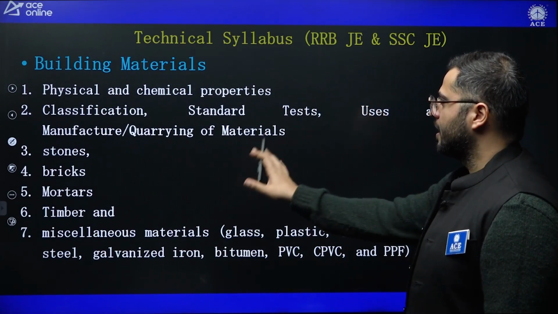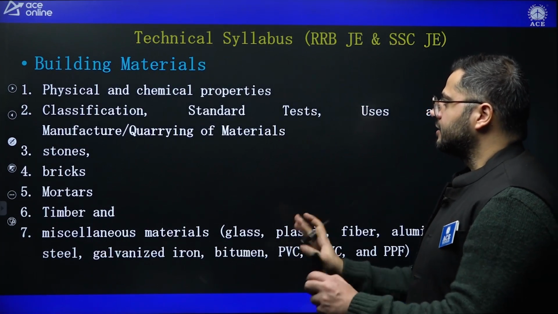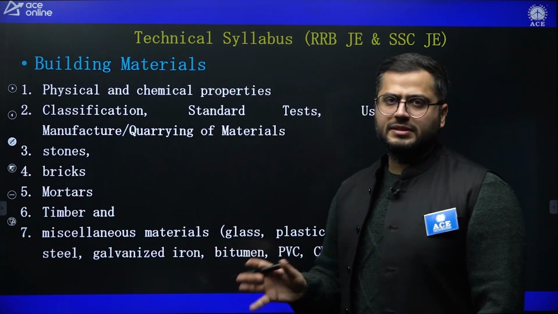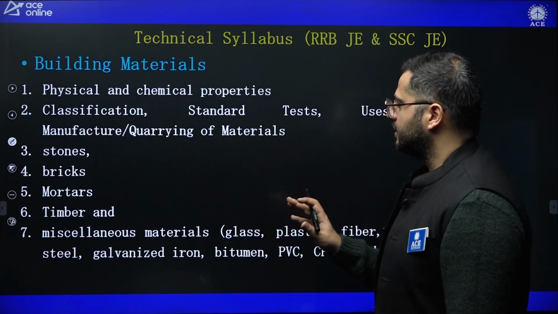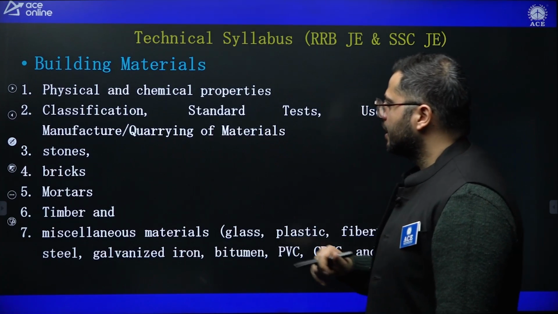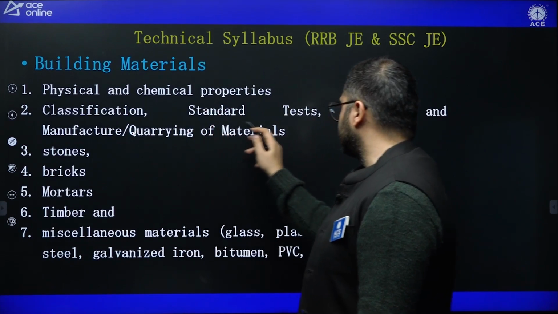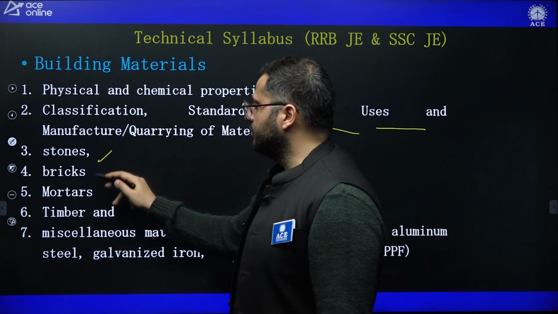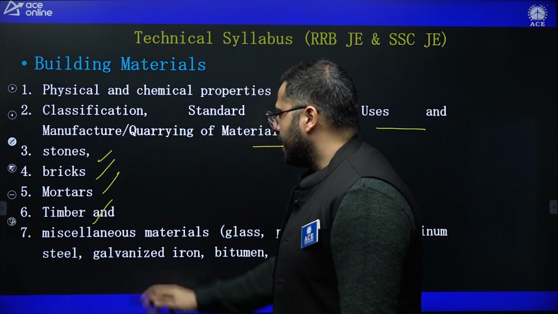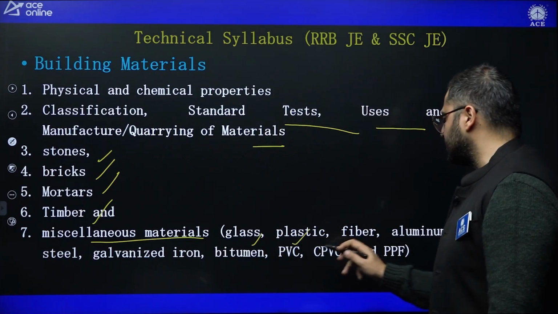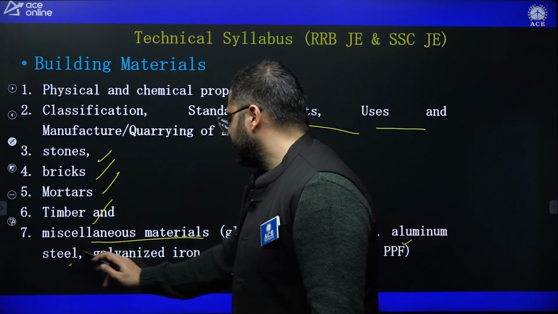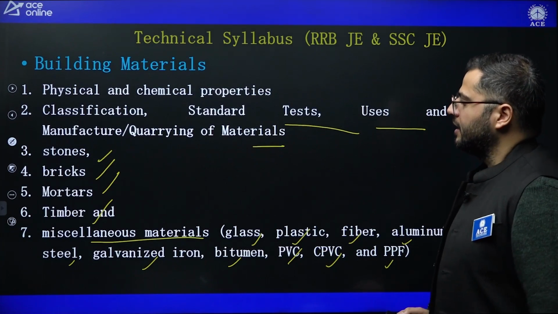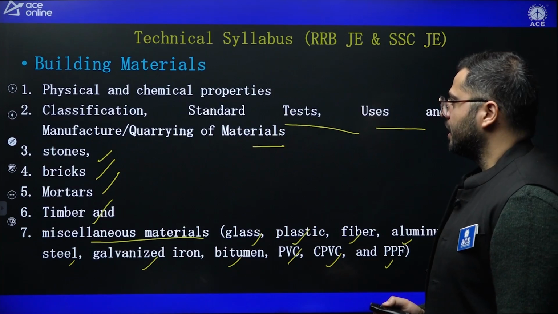After this, building materials, again the same: physical and chemical properties of all the building materials, important building materials and some miscellaneous materials. It has to be covered for both. Physical and chemical properties, classification and standard tests, uses and manufacturing of various materials like stones, bricks, mortars, timber and miscellaneous materials like glass, plastic, fiber, aluminium, steel, galvanized iron, bitumen, PVC, CPVC and PPF, right? All of these topics are to be covered for building materials.